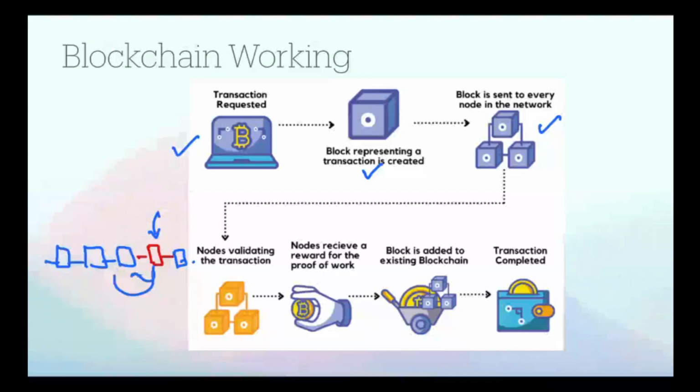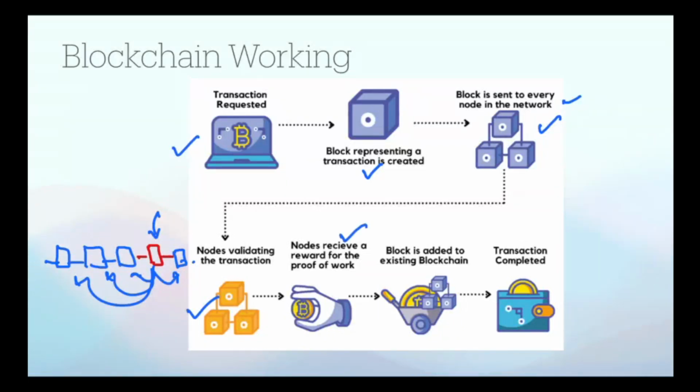It has to be known to everyone else. So this is what is going to happen now. The block is sent to every node in the network. That means every node in the network will know it. After that, the nodes validate the transaction, whether the transaction is valid or not. Then nodes receive a reward for the proof of work.